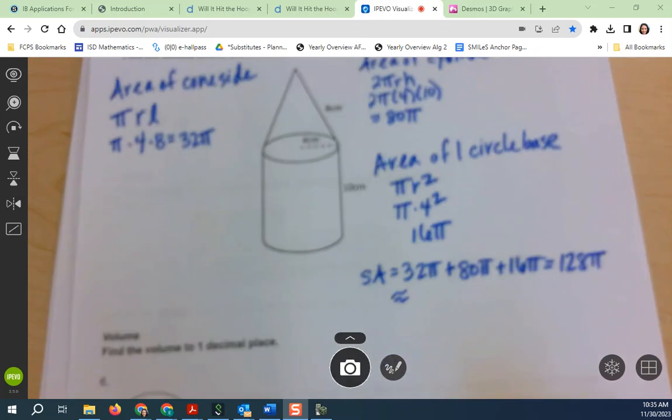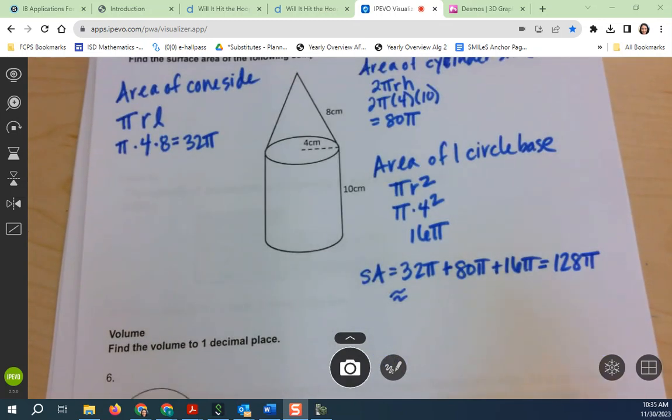And I got 402.1 square centimeters. Can anybody confirm that? 402.1 square centimeters? You got that? Somebody said yes. Thank you, Sally.